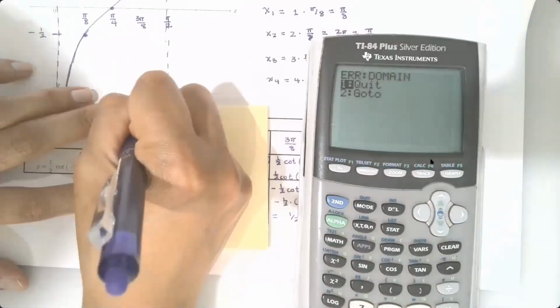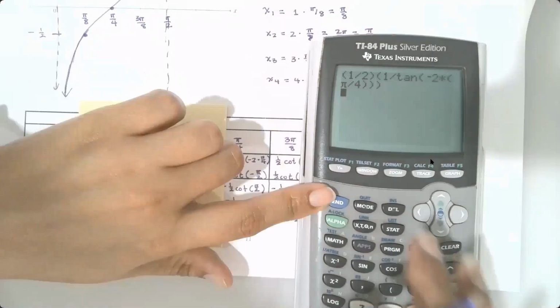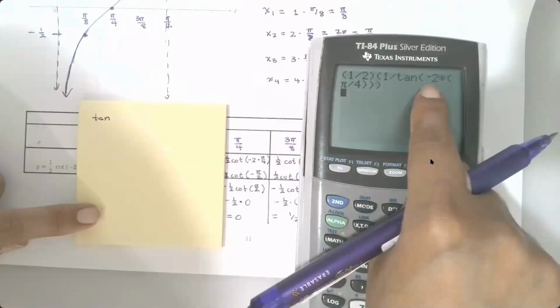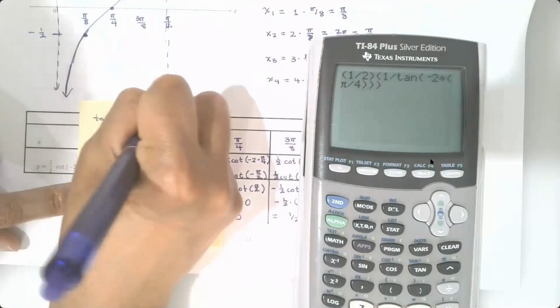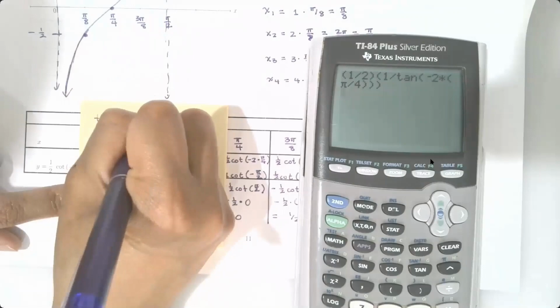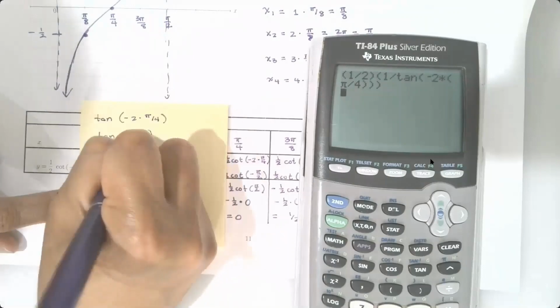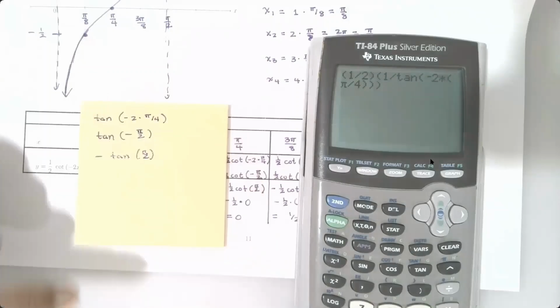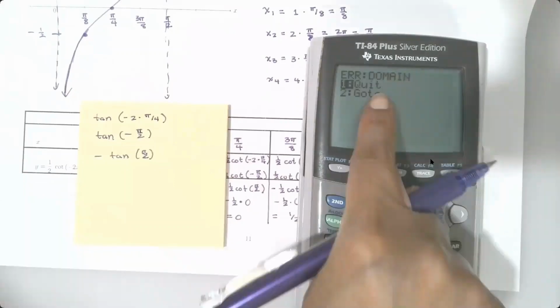tangent of, let me go back, tangent of -2 times pi over 4 is tangent of negative pi over 2, which is the same thing as negative tangent of pi over 2. And if we compute what is tangent of pi over 2, that's where the error comes from.